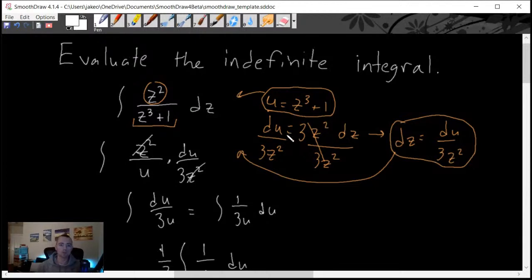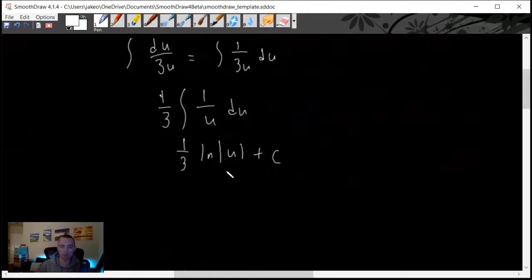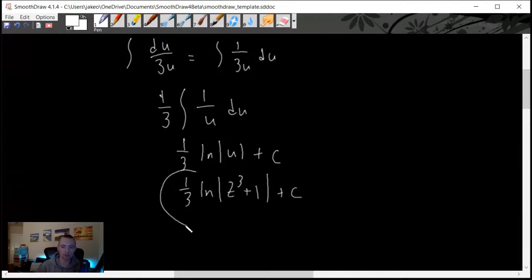So what we need to do now is undo that, or reverse that process, which basically just means that we want to go back to the original u that we decided and plug that back into the function that we've ended up with now. So we need to replace anywhere we see a u with z cubed plus 1. So if we go back here, we want to replace our u with z cubed plus 1. And now this is going to be the integral of the original function that we were trying to find the antiderivative of.